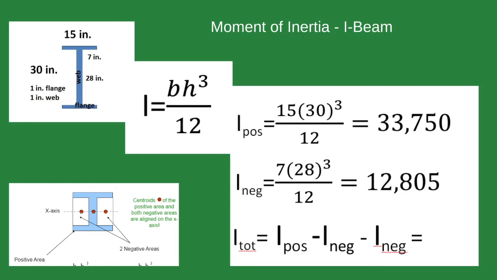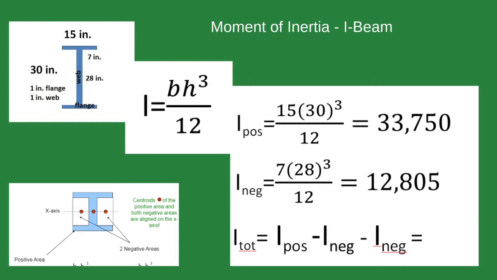So 15 times 30 cubed divided by 12 should give you this number, 33,750. And that's the moment of inertia if I had a solid block of steel. Now let's take out those two pieces on either side.